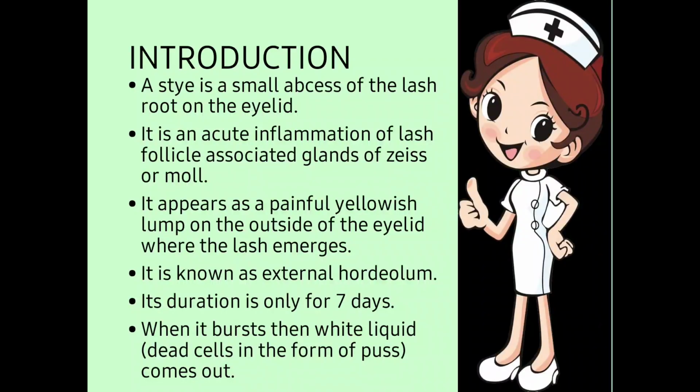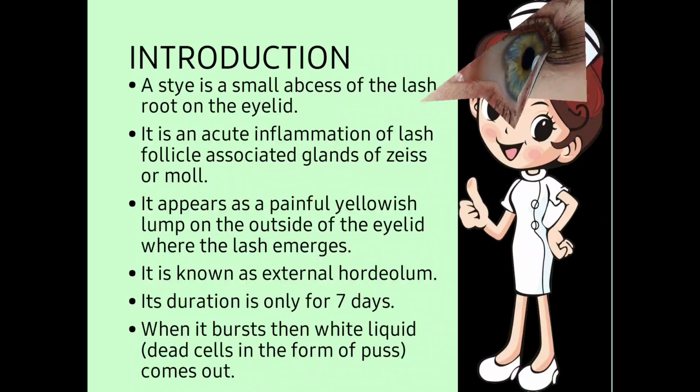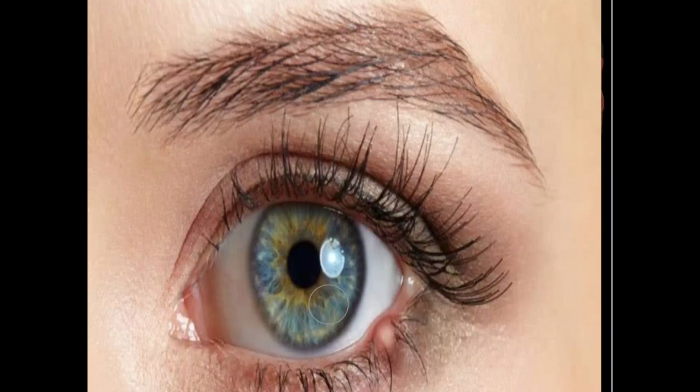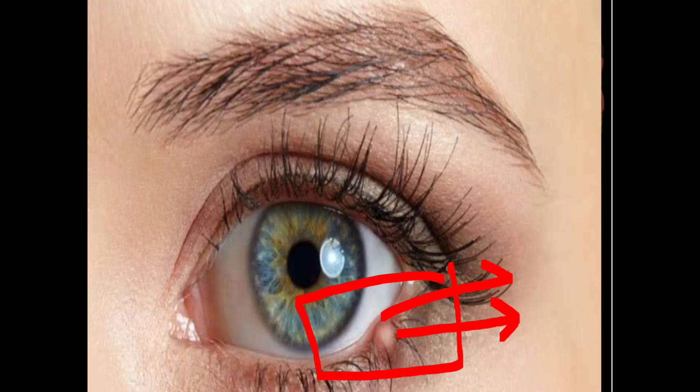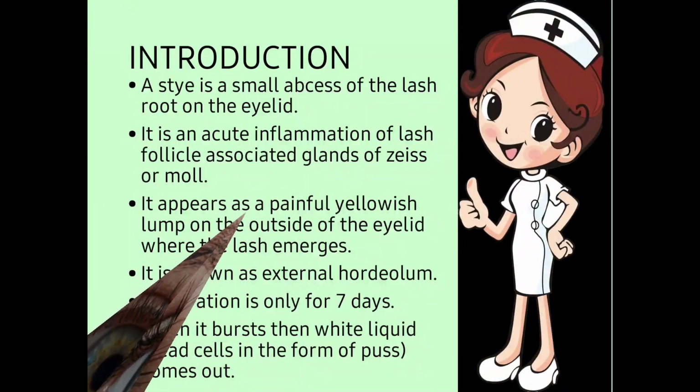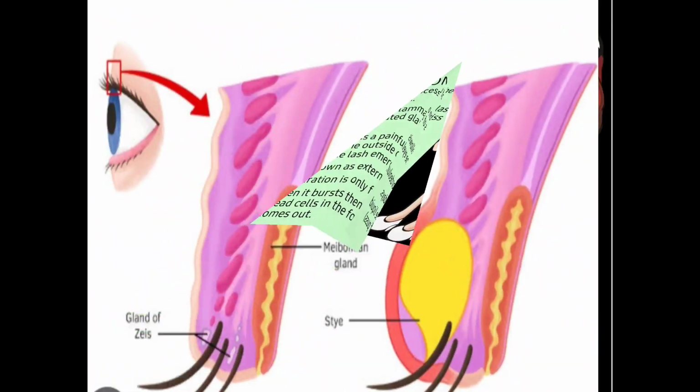When it bursts, white liquid comes out. So here you can see that this is a yellowish lump. When it bursts, all these white things come out in the form of pus from our eyes. Let's move to the next topic.